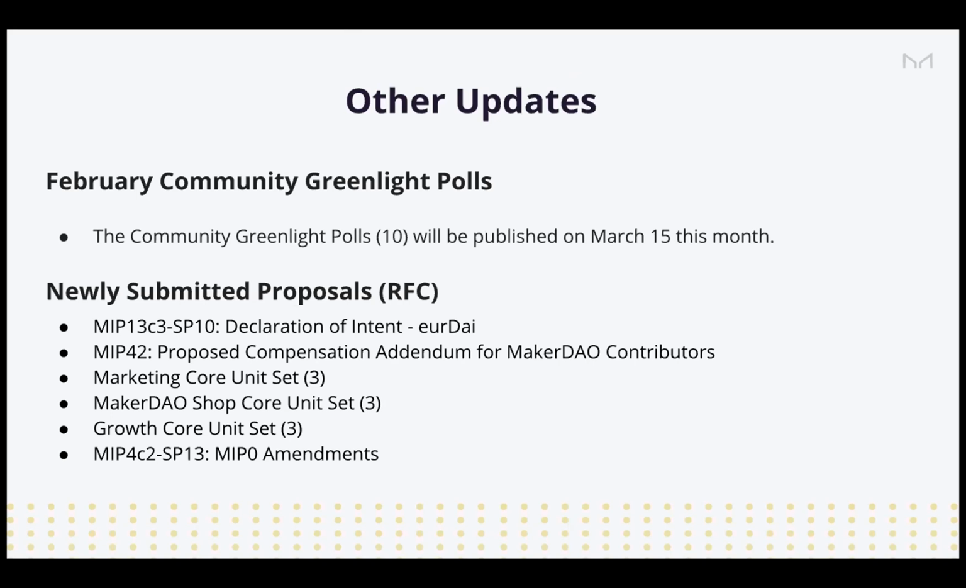The newly submitted proposals, I think Amy also mentioned it, but we had 3 core units get proposed and are now in RFC. That's for the marketing core unit set, the MakerDAO shop core unit, and the growth core unit. Additionally, we had declarations of intent put forward for Eurodai, and the previous one has been worked on and iterated on by Andrew Bourbon and co. for a compensation addendum for MakerDAO contributors. And lastly, an official MIP 0 amendments is being worked on as well by the governance domain team.